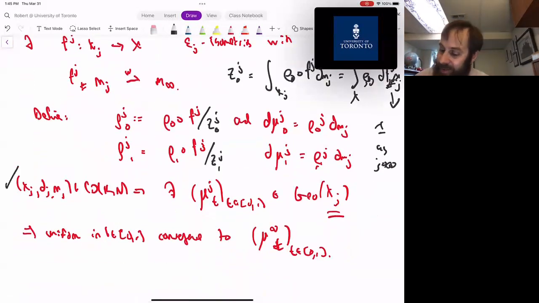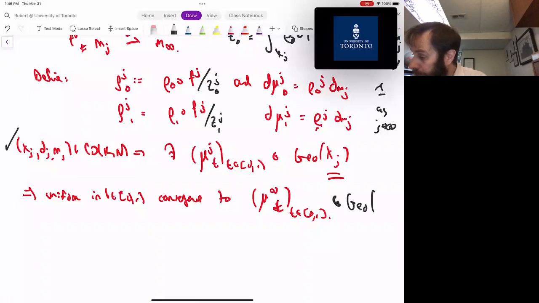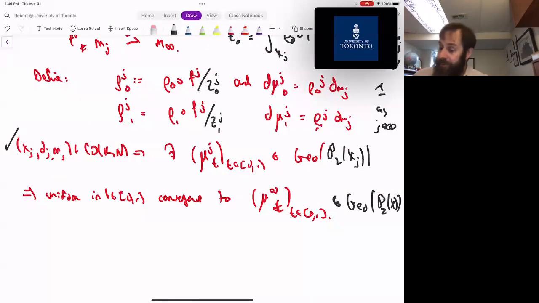And so then I can do this. And of course, I don't really mean they're geodesics in X_j, I mean they're geodesics in the probability measures on X_j metrized by two-Wasserstein distance. And then this thing will be a geodesic in the probability measures on X infinity metrized by Wasserstein distance.